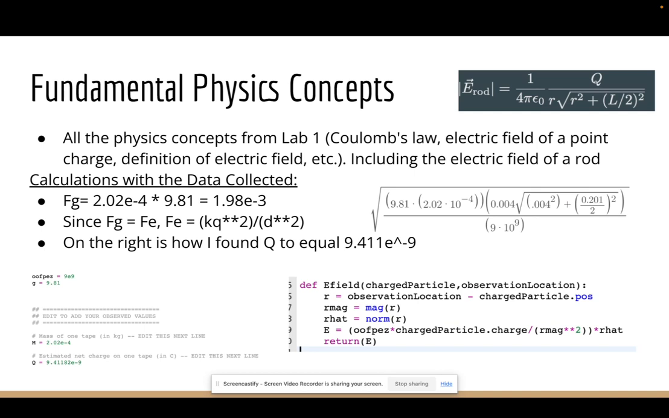Fundamental physics concepts. We're using all the same physics concepts that we did in lab 1, and additionally, we will be using the formula for the electric field of a rod found in the top right. To find my new Q charge value, using the formula on the top right, I found the calculation right here on the right. And then for my code, I set Q equal to 9.411, which is the new charge I found. And then the bottom right is the code way of the formula.